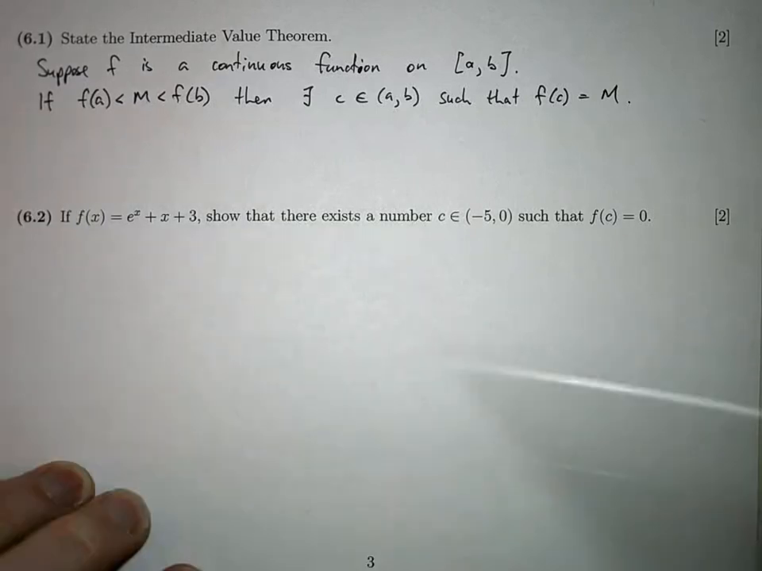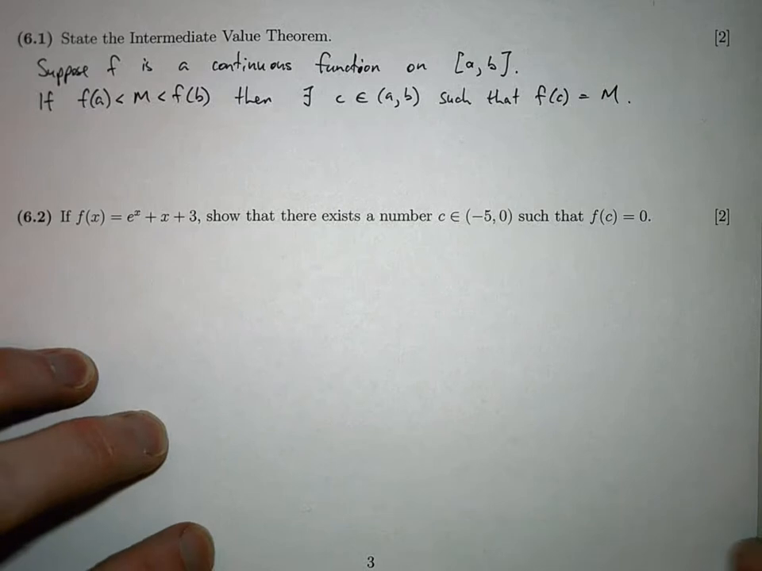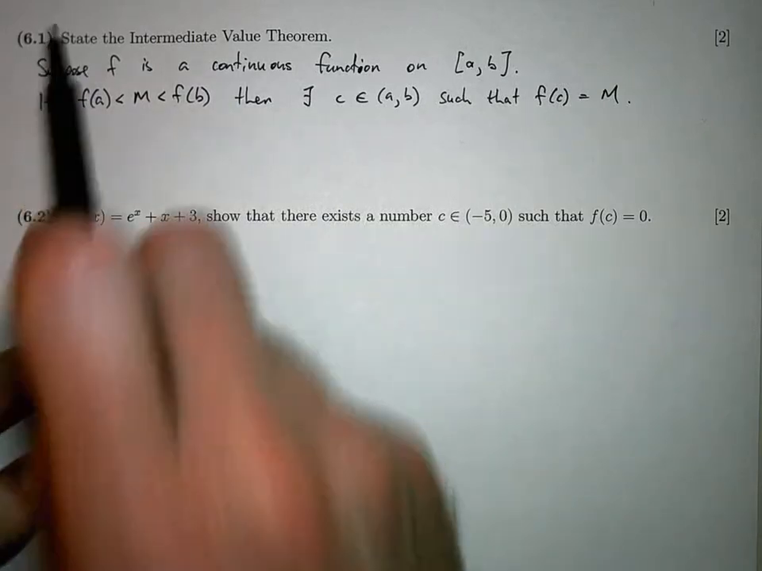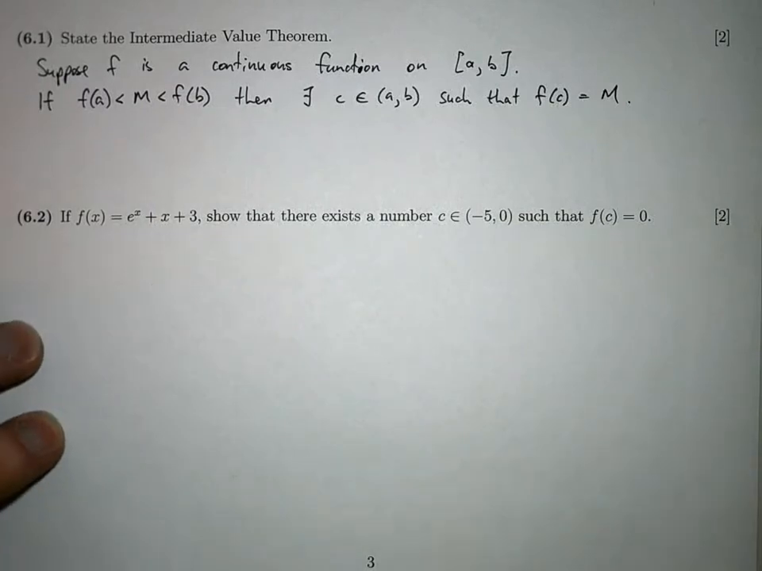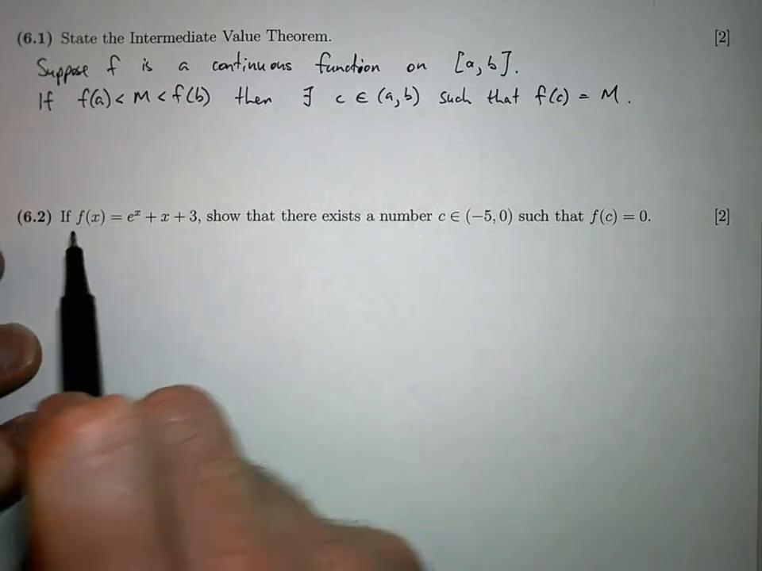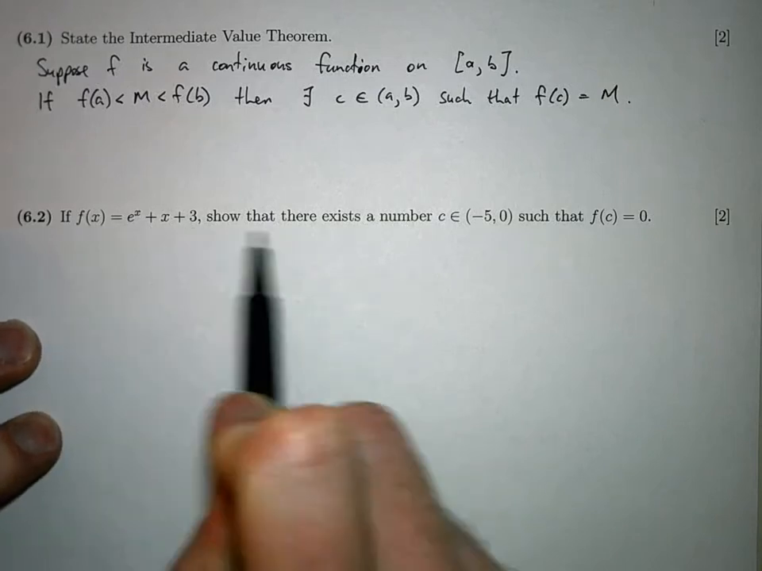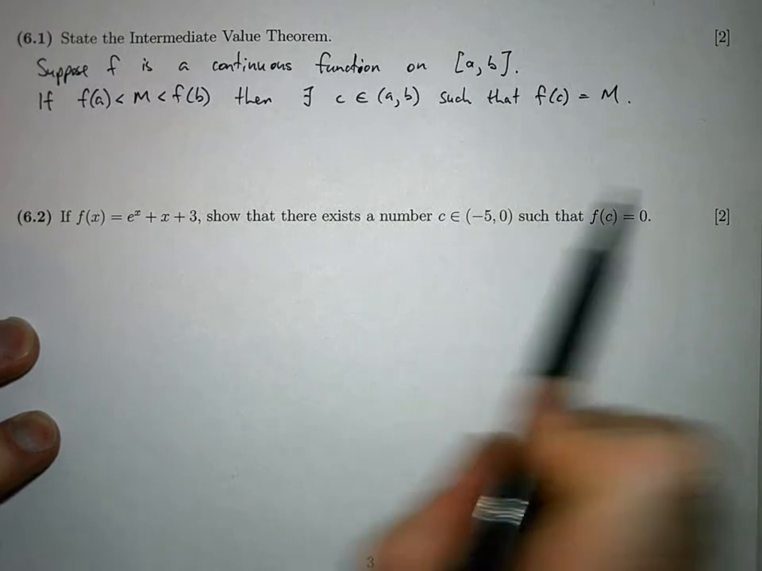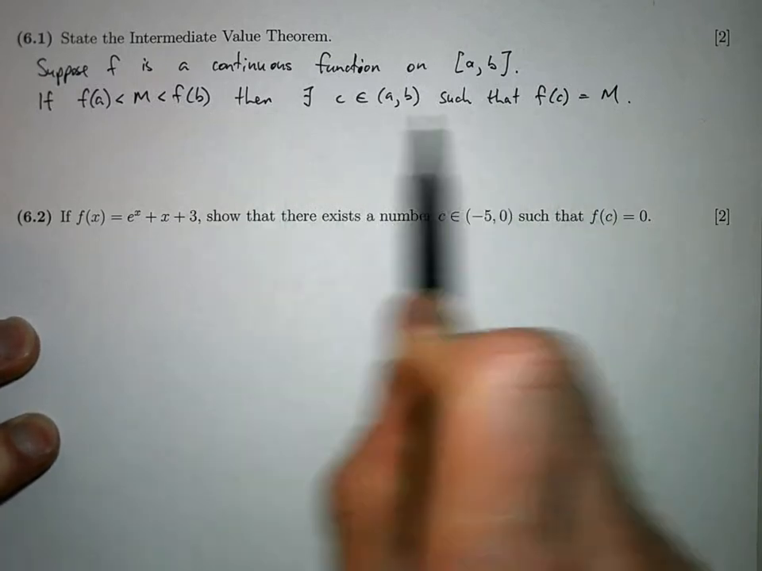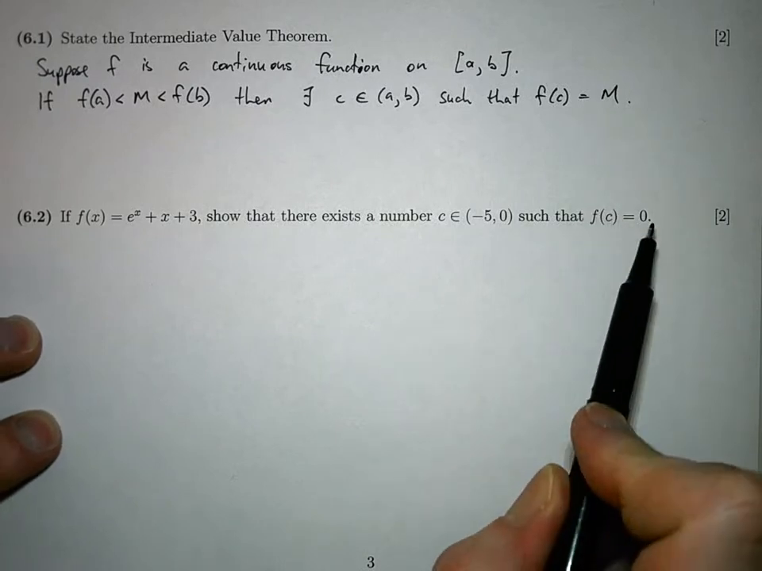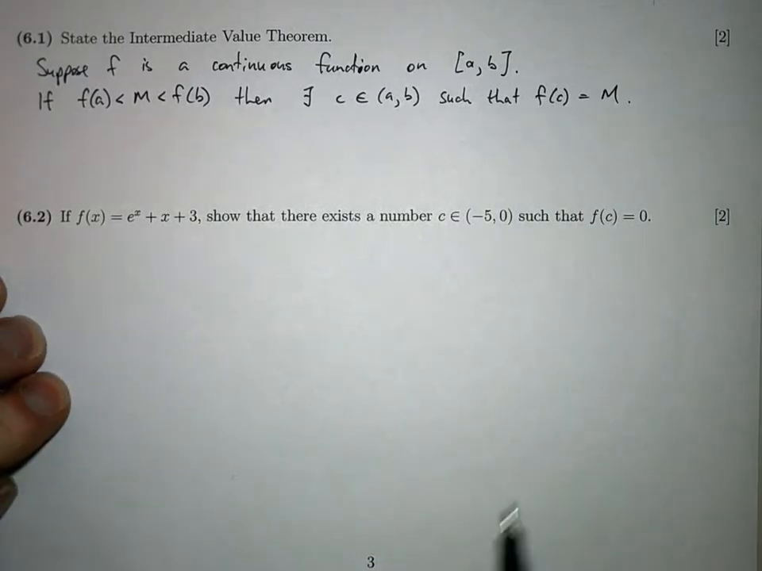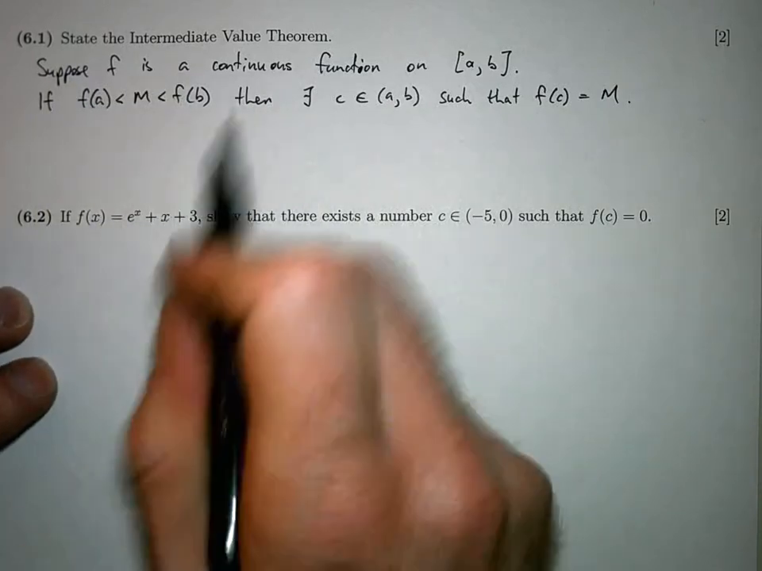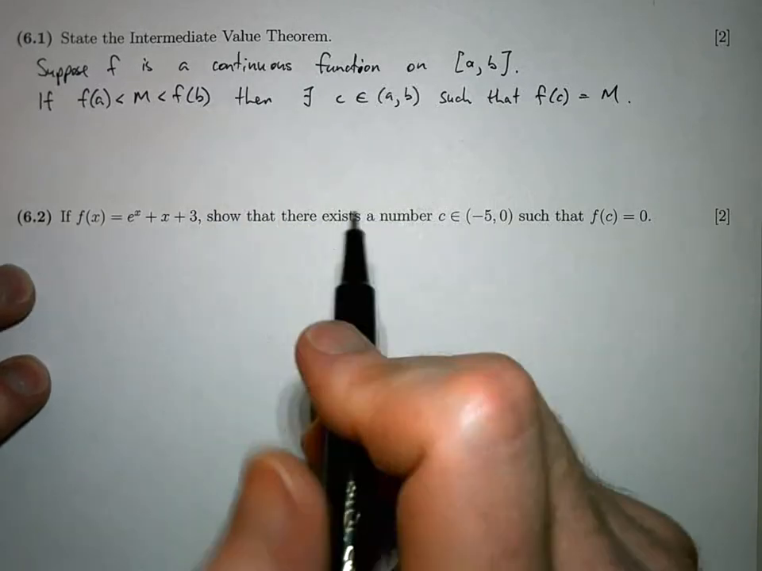And that's the intermediate value theorem right there. Right, part 6.2, it didn't ask you to use it, but you should have got a big clue from the way that the question was set up that you were going to use the intermediate value theorem. So, if f of x is equal to e to the x plus x plus 3, show that there exists a number c in (-5, 0) such that f of c is equal to 0. And you'll notice that that looks very similar to this line over here. So our m value in this case is going to be 0. But before we even start, the most important thing, we have to show that f is a continuous function. If it's not a continuous function, well, then it could jump over the value that we're interested in.